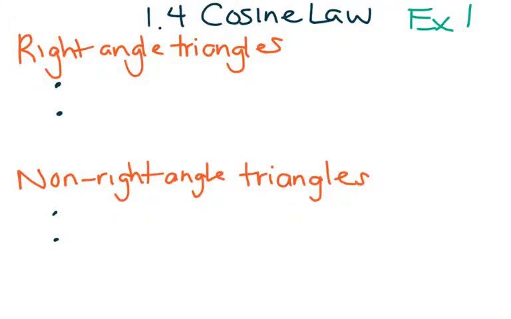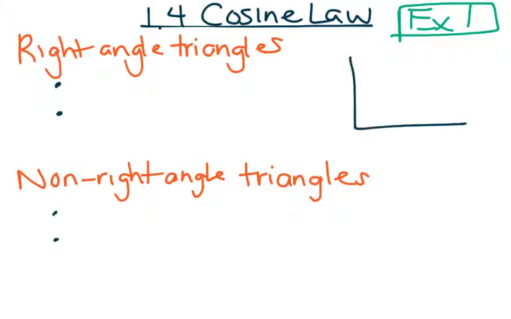This is the grade 11 lesson 1.4 cosine law. So in this lesson we are going to be looking at example number 1. Just as a recap, whenever you see that we are solving a right angle triangle, so we're trying to find side lengths or angles of a right angle triangle, we have two tools that we can use.